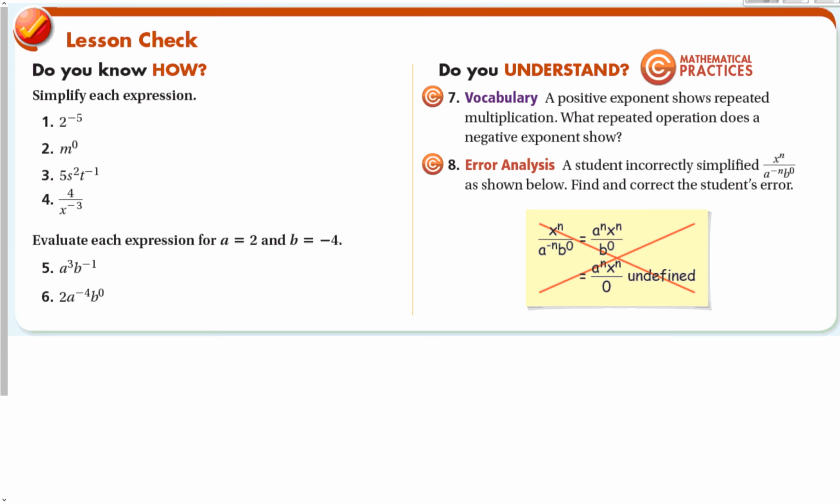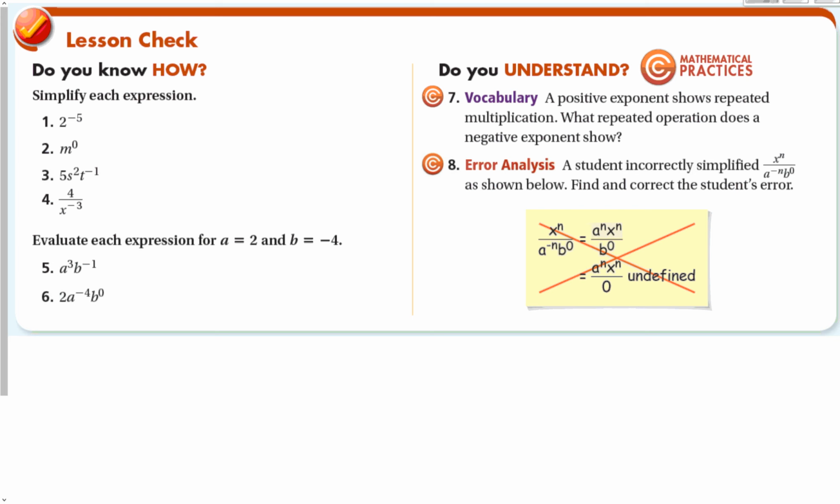All right, so our lesson check here. 2 to the -5 power is equal to 1 over 2 to the 5th, which is 1 over 32. m to the 0 power is equal to 1. This one is going to be 5 (5's and s's look the same), 5s squared over t. And for number 4, we're going to get 4x to the +3. This comes up to the top.